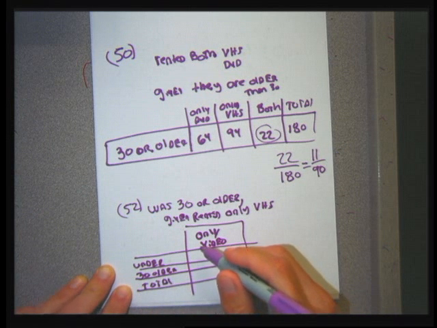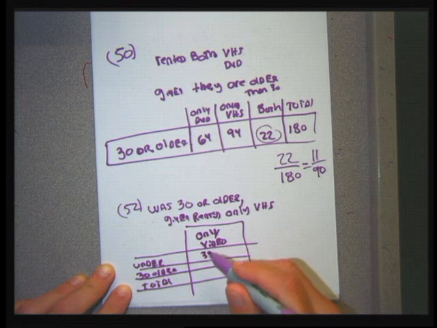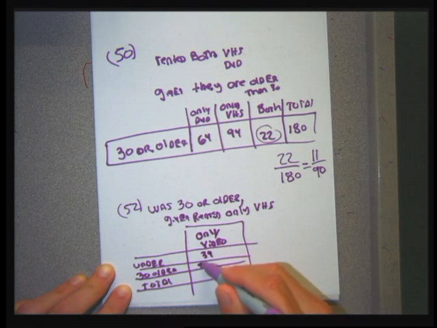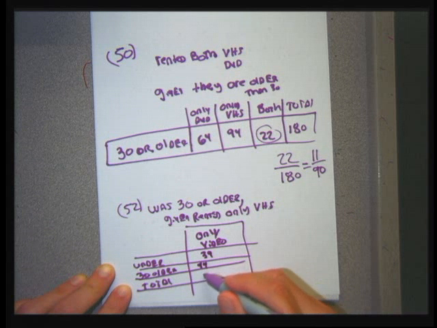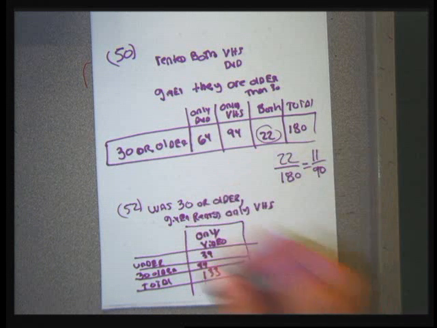The under 30 and only videotapes were 39. The 30 or older were 94. And the total was 133. So I'm only looking at that portion of the table because I was given that information.